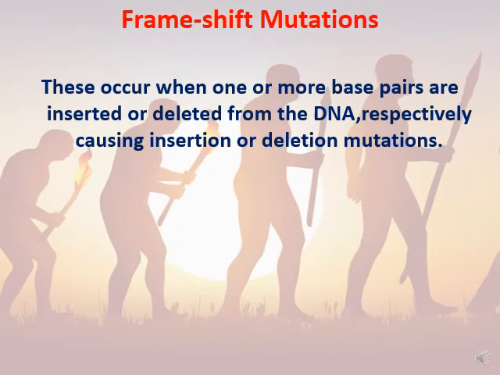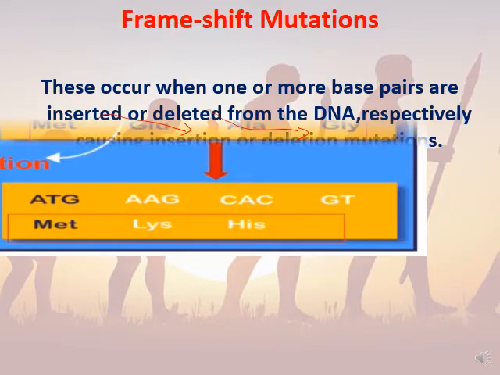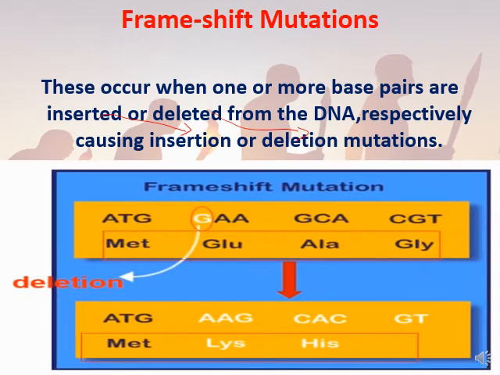Frame shifting mutations occur when one or more base pairs are either inserted into or deleted from the DNA. Insertion causes insertion mutations, and deletion causes deletion mutations. So this is the frame shifting mutation, where ATG goes for MAT, GAA goes for G allele.